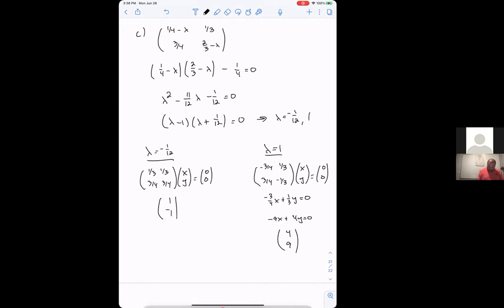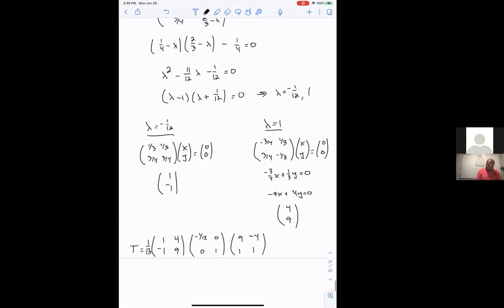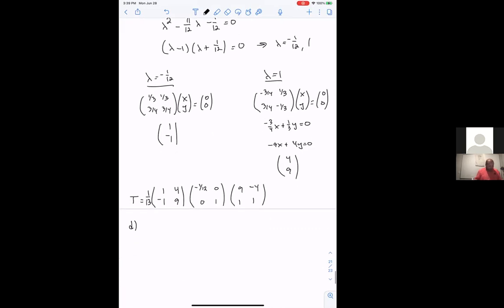So T is equal to P, my matrix of eigenvectors, times D, my matrix of eigenvalues, times the inverse, which I get by flipping, negating, and then dividing by 13. So I'll put a 1/13 in front. So that's part C. Part D. Show that T to the N equals this simplified form.